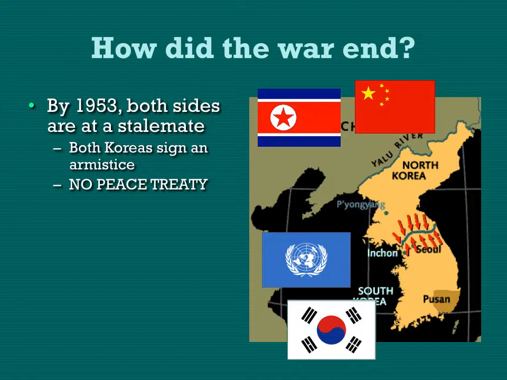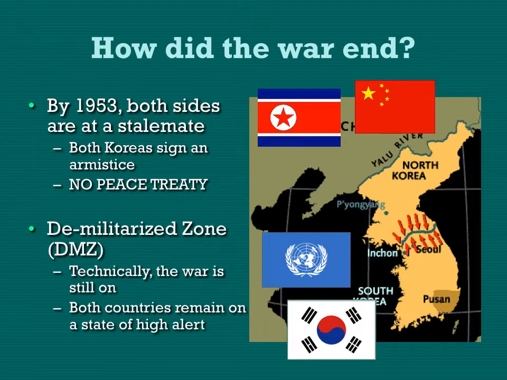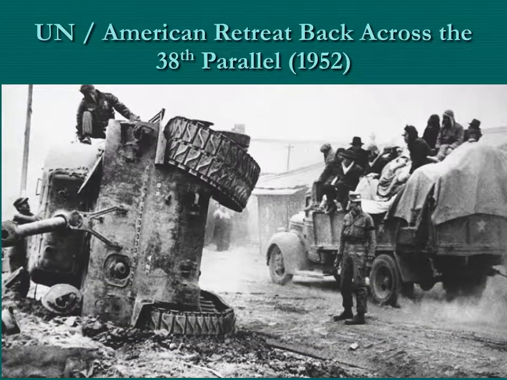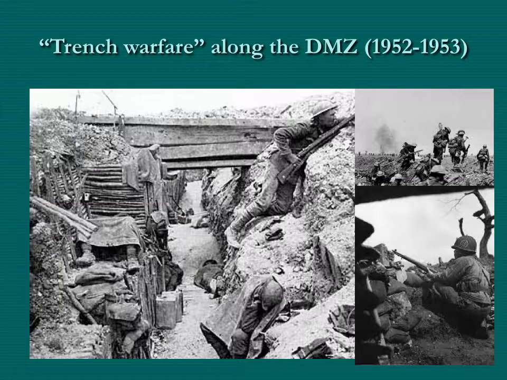That armistice is still in effect. There has not been a peace treaty, and the border remains known as a demilitarized zone, a DMZ. So both countries remain on a heavy state of alert. So the UN retreats. We have kind of a period of trench warfare.